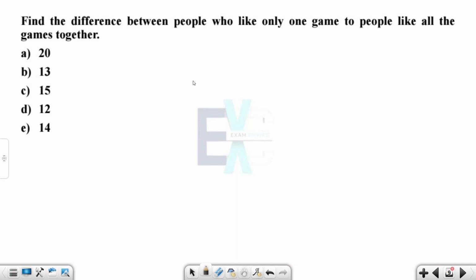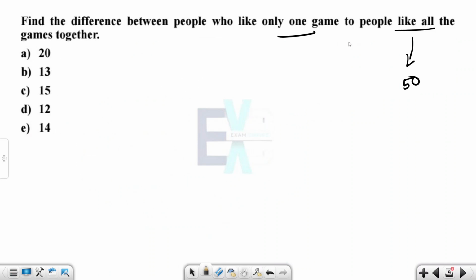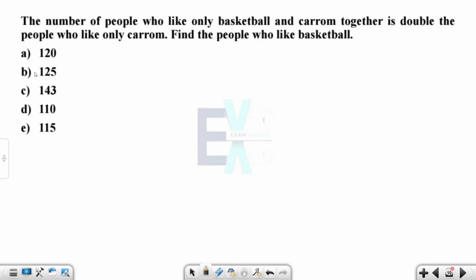Next, find the difference between people who like only one game and people who like all the games together. You already know all the games is 50. Now we have to calculate for only one game. So 25 plus 10 is 35. So 35 plus 28 will be 63. Okay, that is 63. So what is 63 minus 50? Answer will be 13.